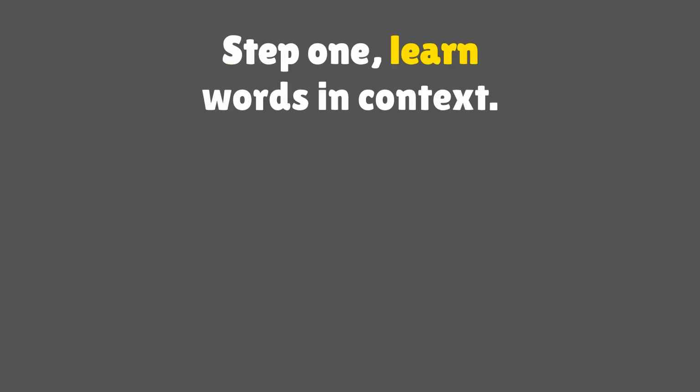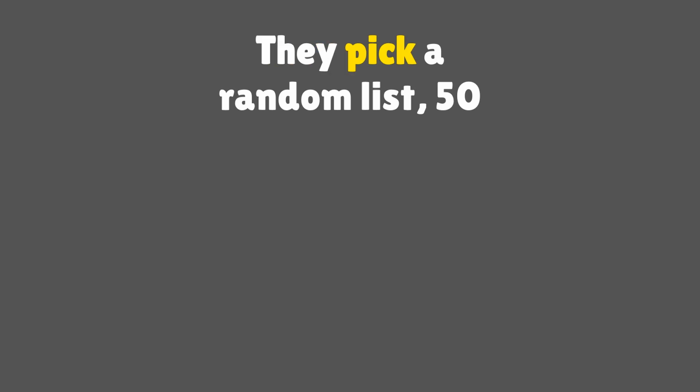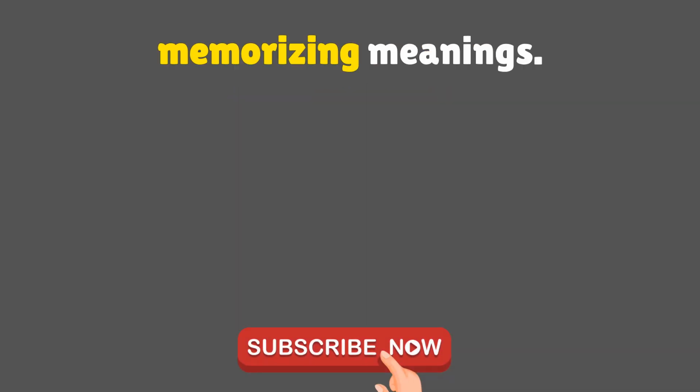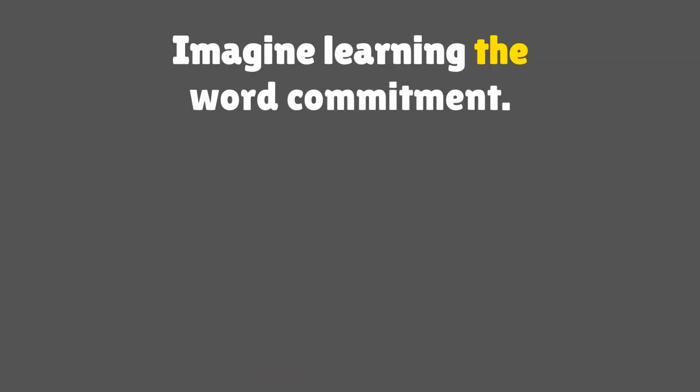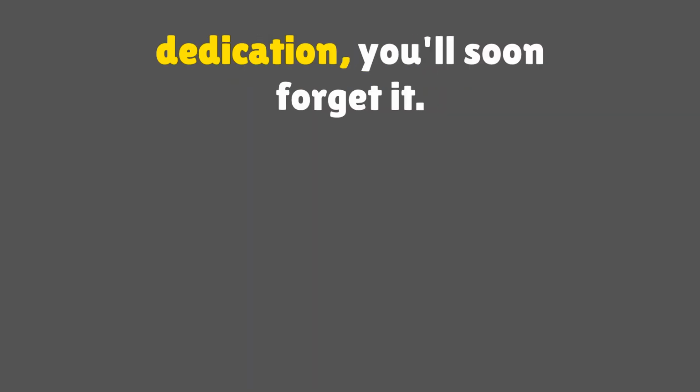Step 1. Learn words in context. Here's where most learners go wrong. They pick a random list, 50 new words a day, and start memorizing meanings. But your brain doesn't learn that way. Imagine learning the word commitment. If you only know it means dedication, you'll soon forget it.